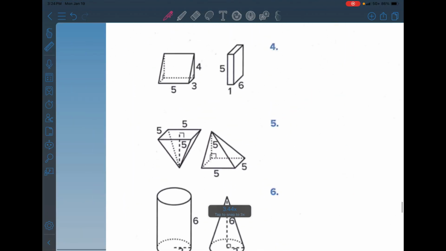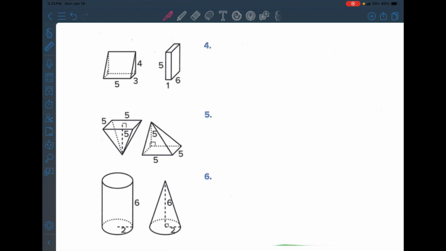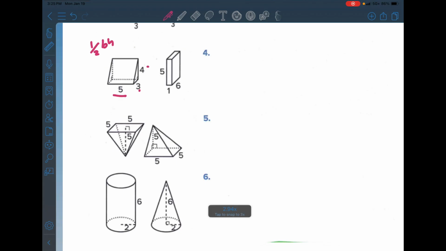So I want you to look at number 4, 5, and 6. Do they have the same base? Do they have the same height? You may have to calculate on this. This is a triangular prism. So 1/2 capital B times H. This is your base and height. This is the other height of the whole prism. So just tell me, do you think they're the same? Why or why not? You may not have to calculate. Number 5, you definitely can't. Number 6, you can't.